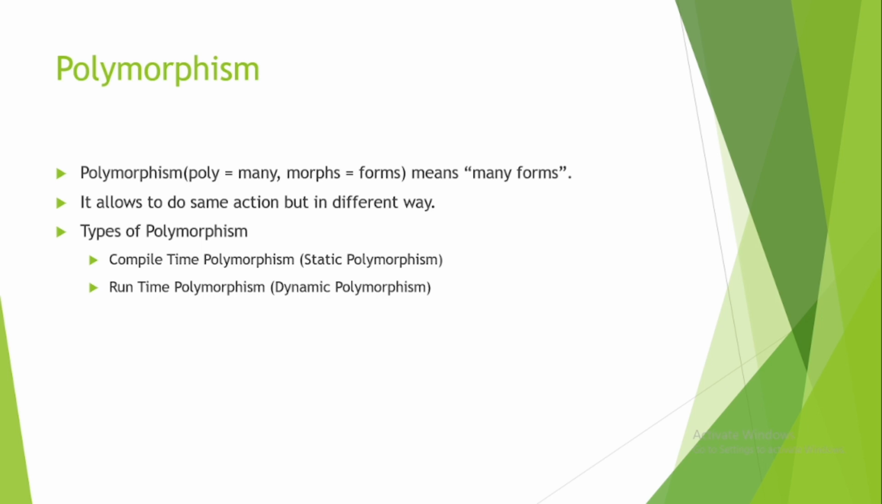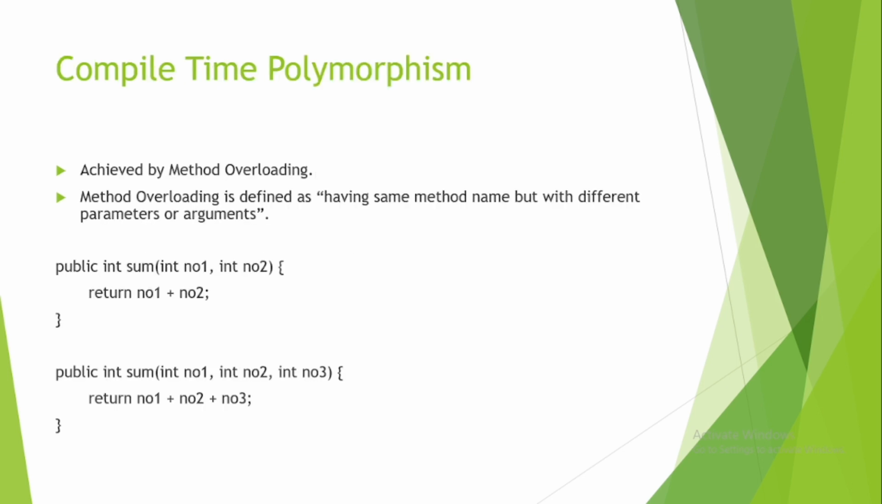Okay, so types of polymorphism is basically compile time and runtime polymorphism. Compile time is also called static and runtime is called the dynamic polymorphism. So today we will mainly focus on the method overloading, that is basically the compile time polymorphism. Okay, so here I have written also compile time polymorphism or static polymorphism is achieved by the method overloading. ठीक है, so today we will focus on the method overloading.